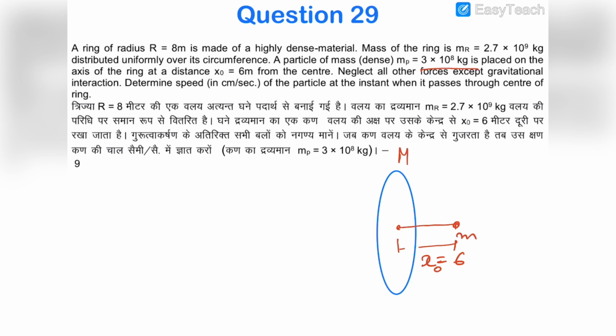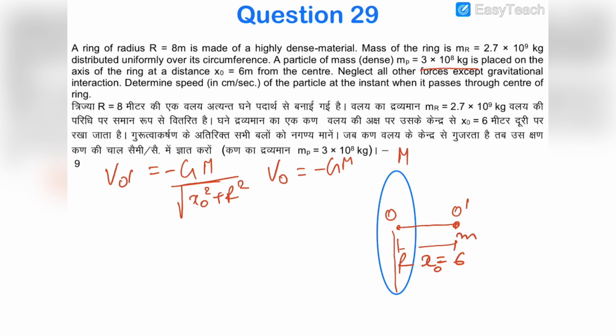Now what we have to do, let us suppose that this point is O and this is O dash. So the potential at O dash will be equal to minus Gm by under root of x naught square plus r square, and the potential at O will be equal to minus Gm by r.